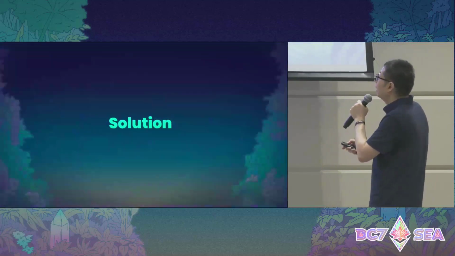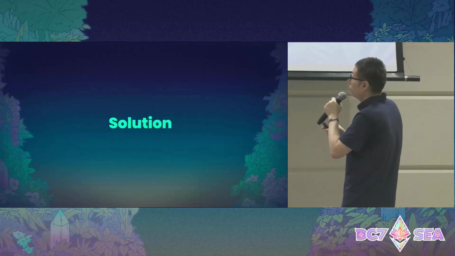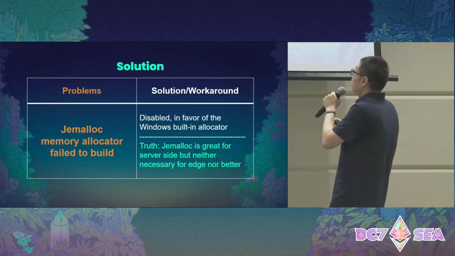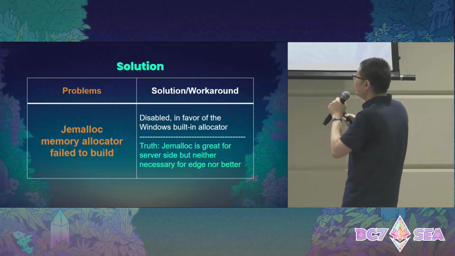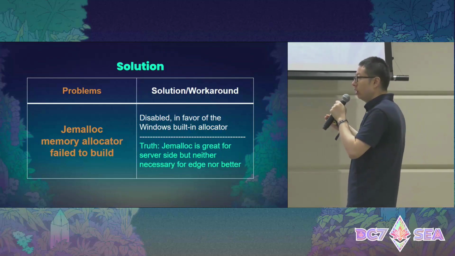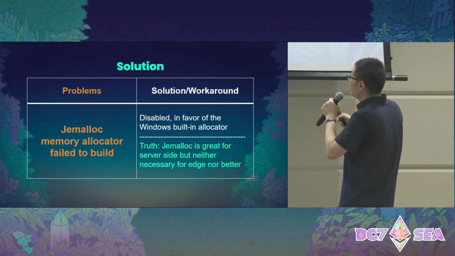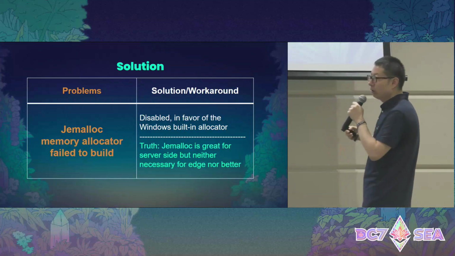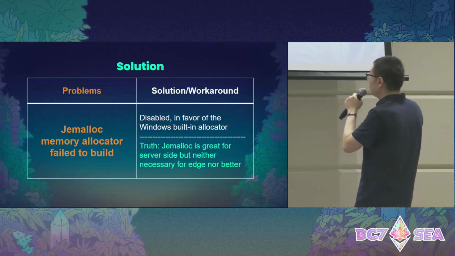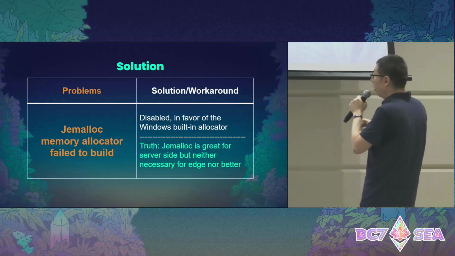Okay, let's see how we can solve these challenges. First, for jemalloc, the workaround is the solution: we just disable it, like most Rust projects. We favor the Windows built-in allocator. The truth is, jemalloc is great for the server side, but neither necessary nor better for edge.